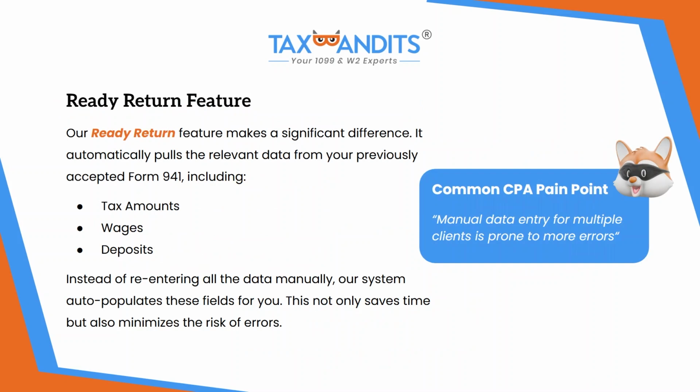One of the most time-consuming tasks during filing is manual data entry. This is precisely where our Ready Return feature makes a significant difference. It automatically pulls the relevant data, tax amounts, wages, and deposits from your previously accepted 941. Picture this. You successfully filed and submitted a quarterly return through TaxBandits. And now, for your next filing period, instead of re-entering all that data manually, our system automatically populates those fields for you. This not only saves time, but it also minimizes the risk of errors.